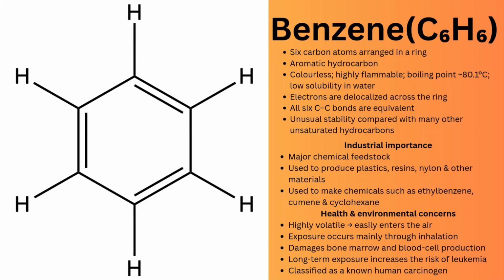So benzene is a good example of why we can't look at a chemical only in terms of what it's useful for. Its properties also influence how we're exposed to it and the risks that come with that exposure.